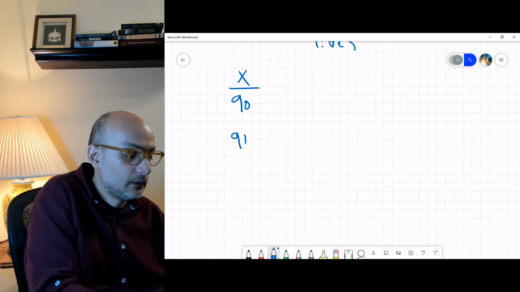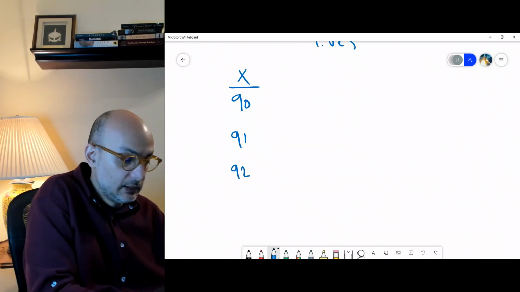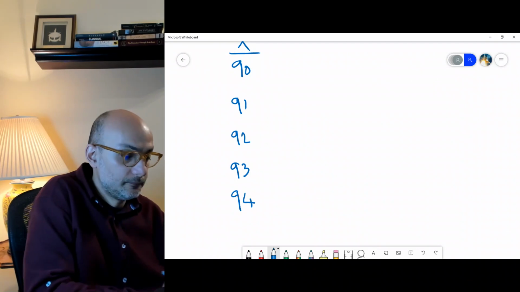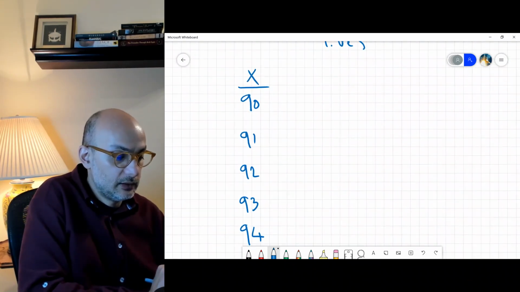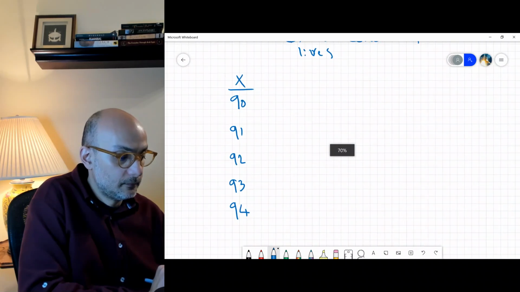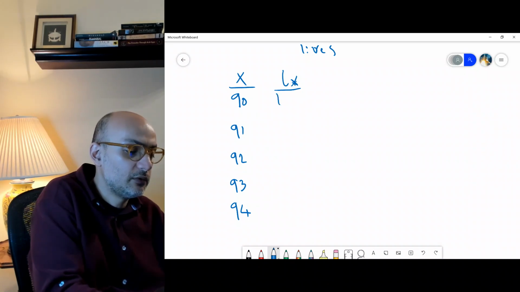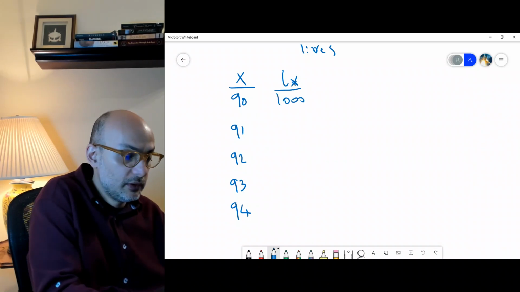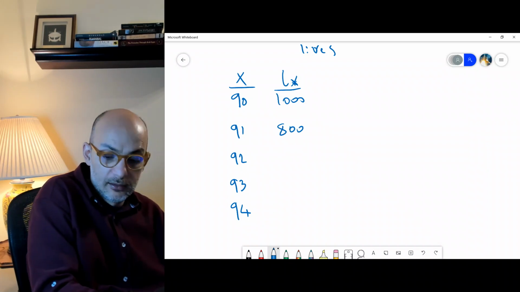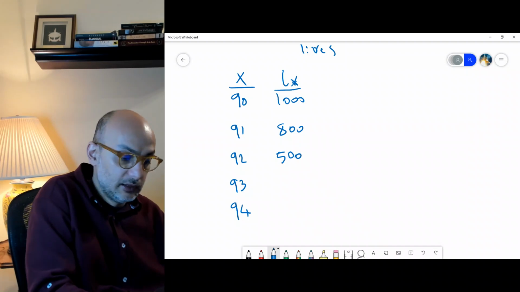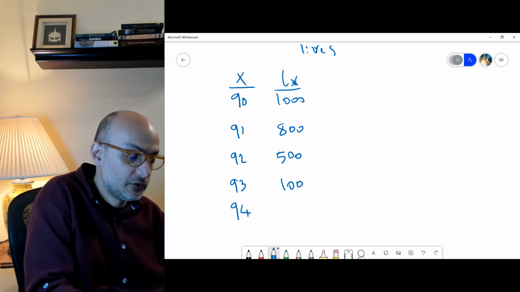91, 92, 93, 94. So 4 years. And then in the life table we have LX. Remember LX, like the cohort. We start with 1000, then the 1000 become 800, then like 200 passed away, 500, then 100. By 94 all of them died.